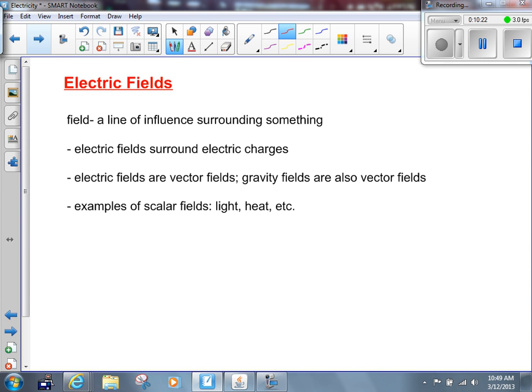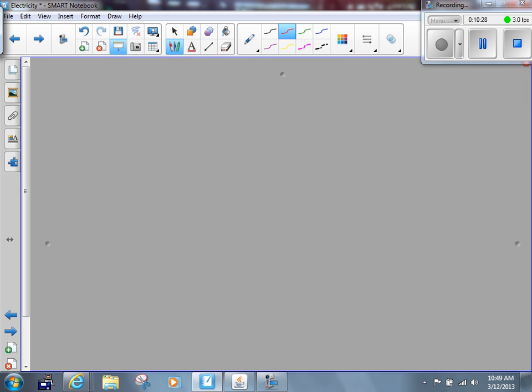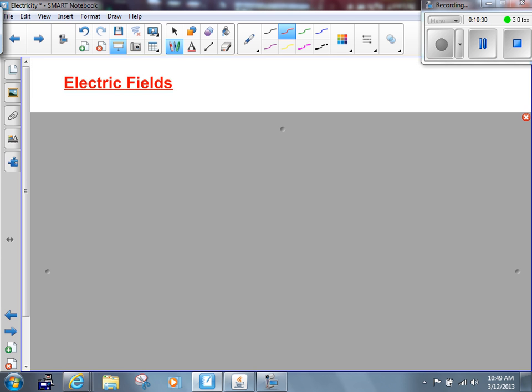Today we're going to shift gears a little bit from electric forces to electric fields. The first time that we've dealt with a field was last year in Physics 20. Does anybody remember what kind of field we dealt with in Physics 20? Gravitational field, right. We're continuing to draw those similarities between electricity and gravity that we did in Physics 20.